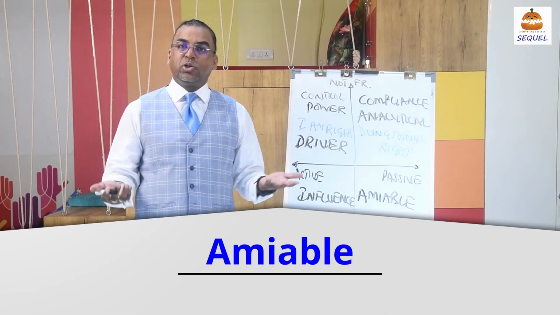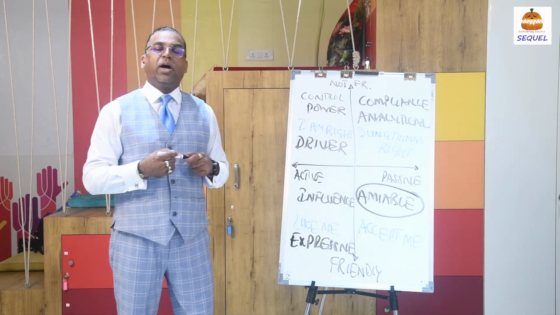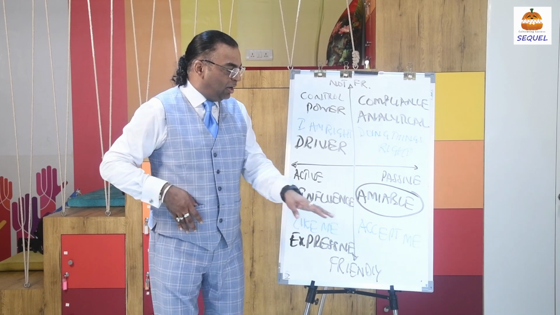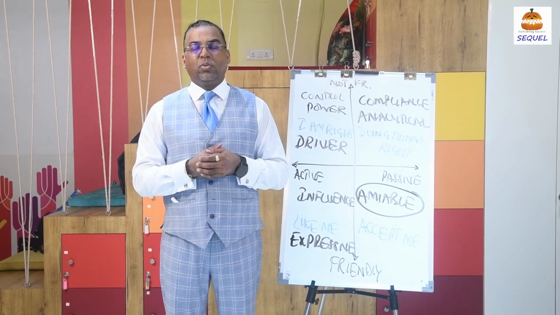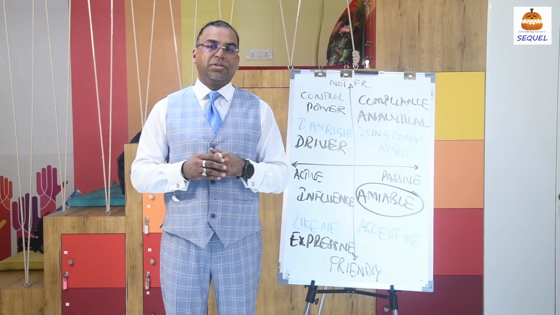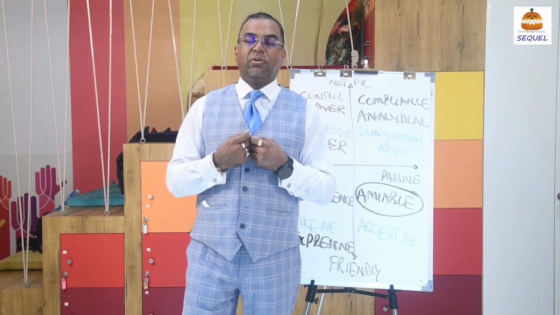Now let's talk about amiable. Now who are amiable people? Amiable people are very calm, very quiet. They will focus primarily on their work. They will not bother others. As a result of that, people may feel there's an invisible wall around them.